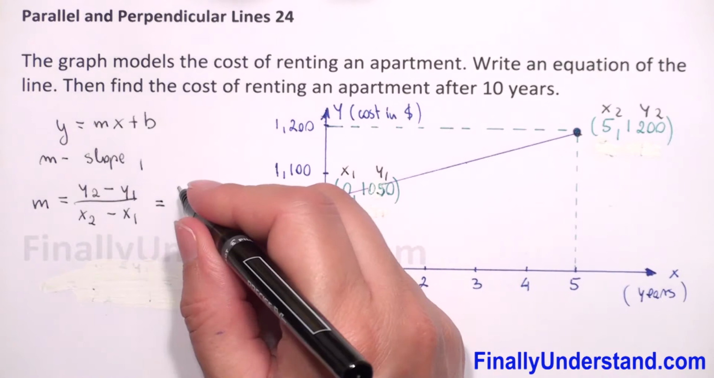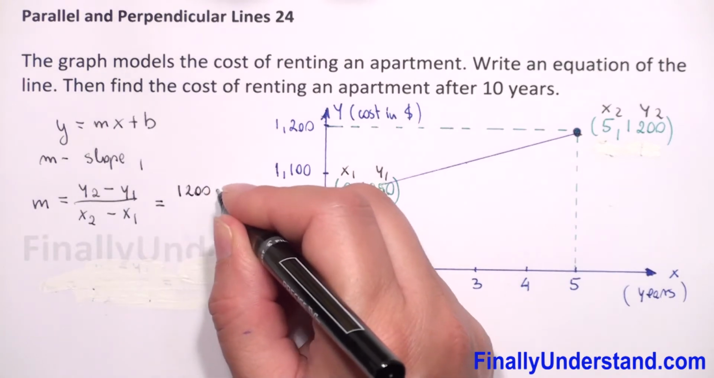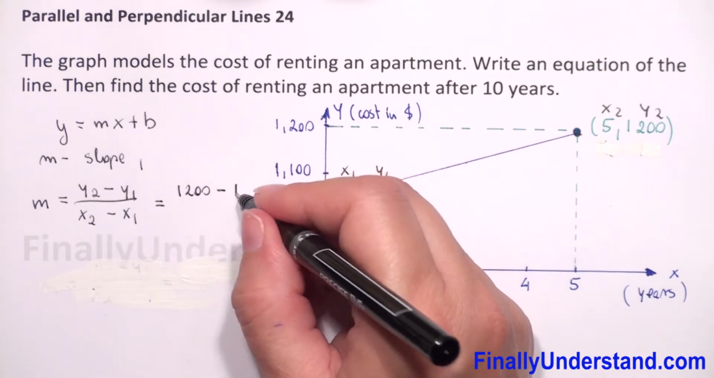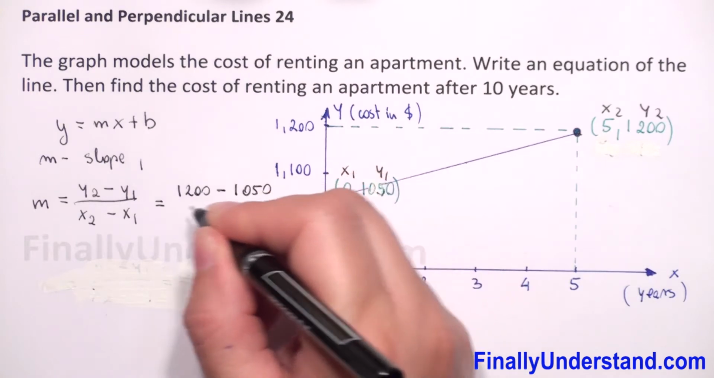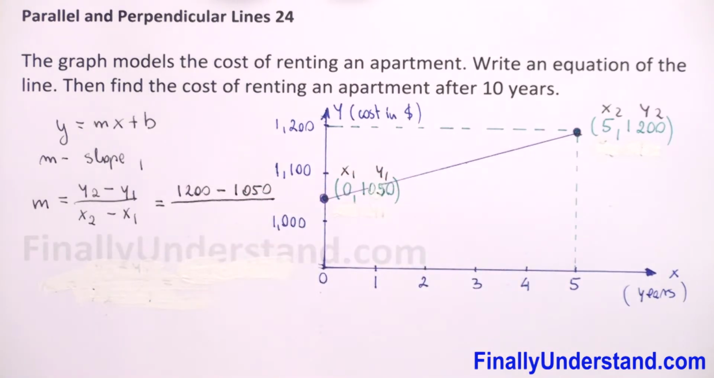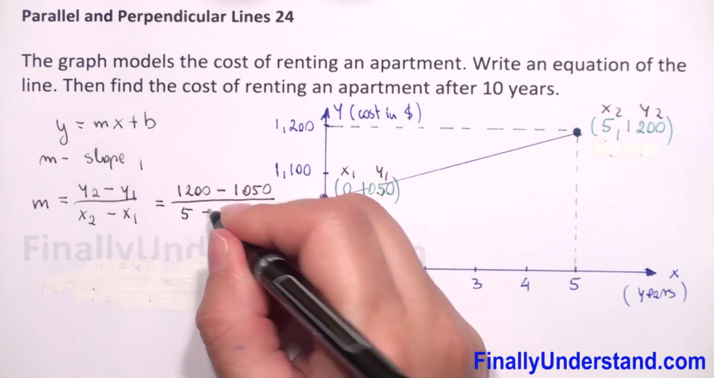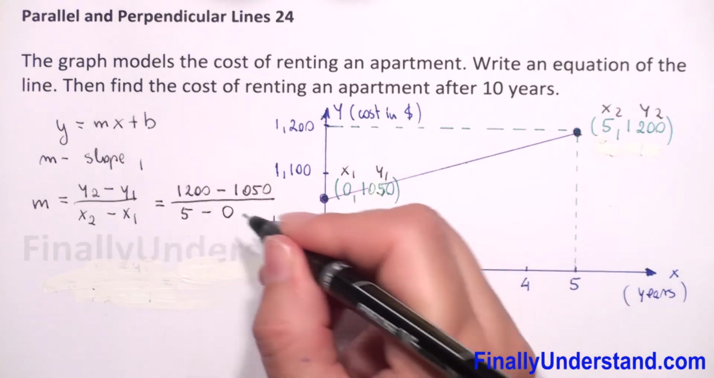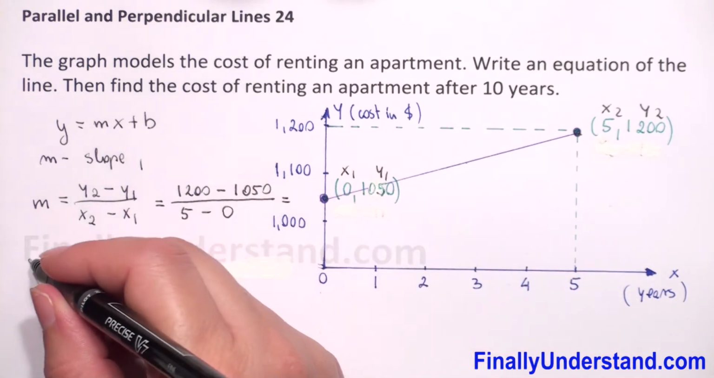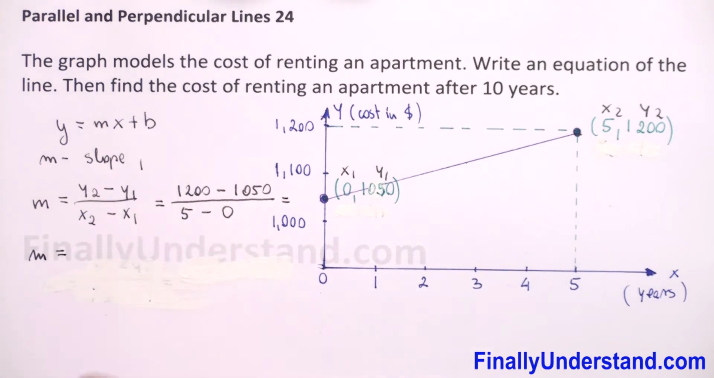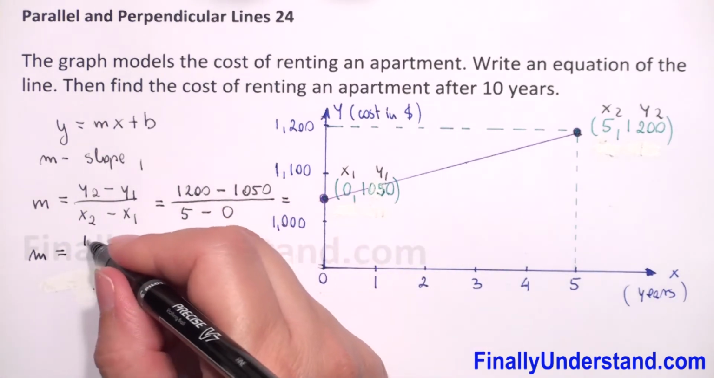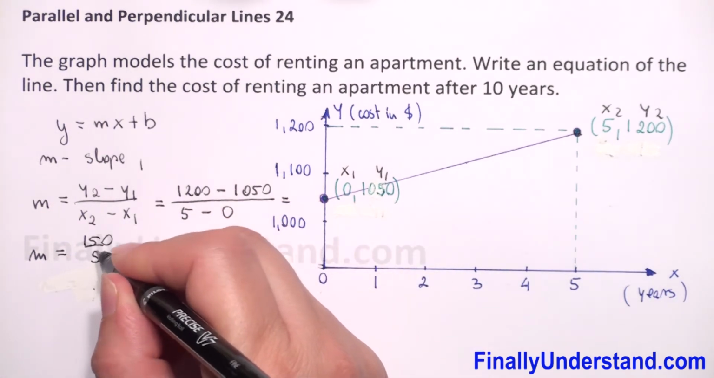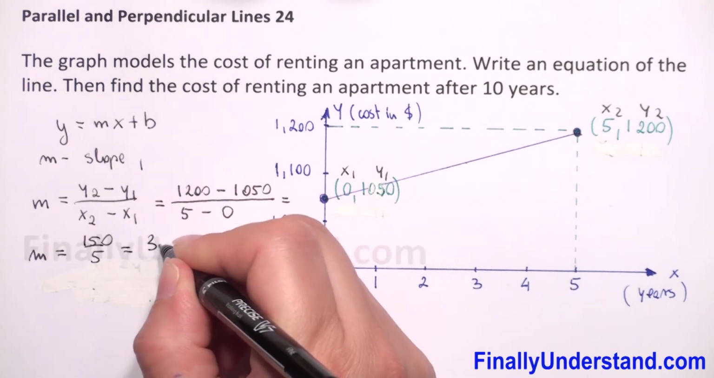First we will find the slope, so this is equal: y2 is 200 minus 1050 over x2 is 5 minus x1 is 0. So we have m is equal to 150 over 5, so this is equal to 30.